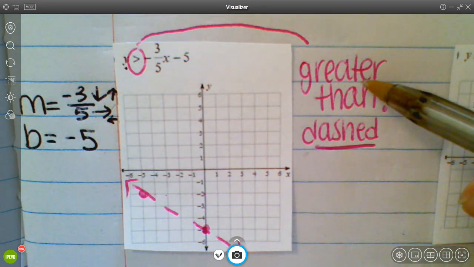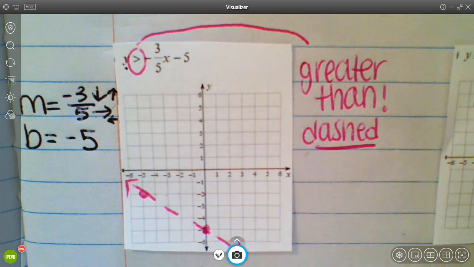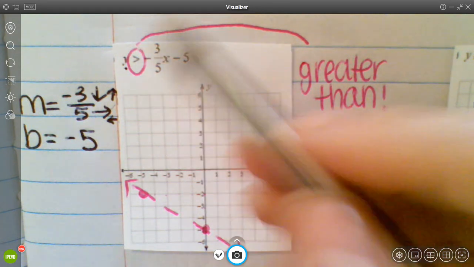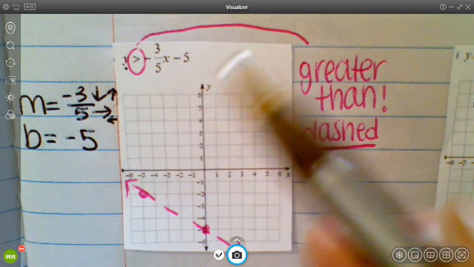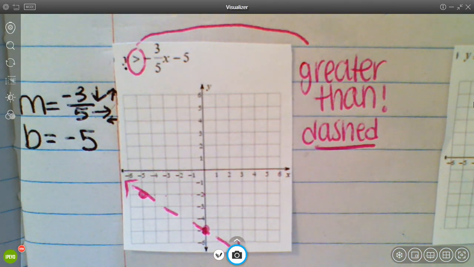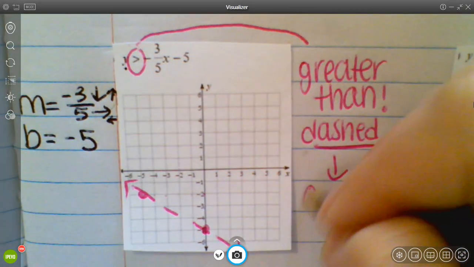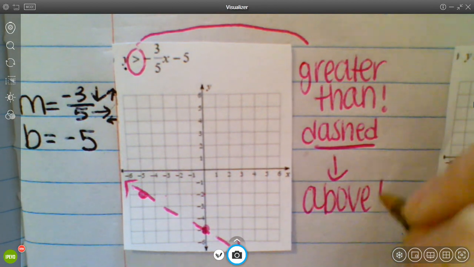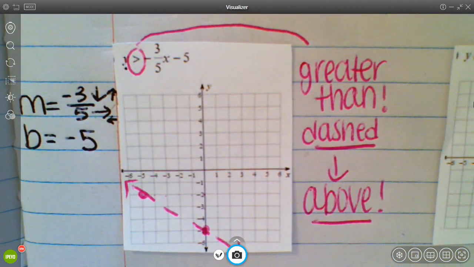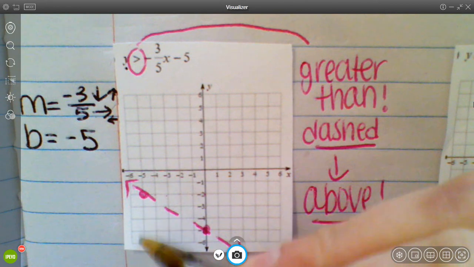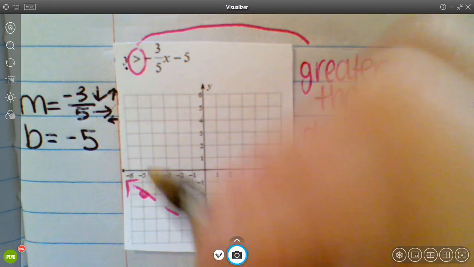Okay, now step 4 says, do you want to shade above or below? Well, if I'm greater, that means I'm greater. So am I up or down? Am I above or below? Greater means I want to shade above. I'm more. I'm greater than you. So this would be down, right? So this would be up.